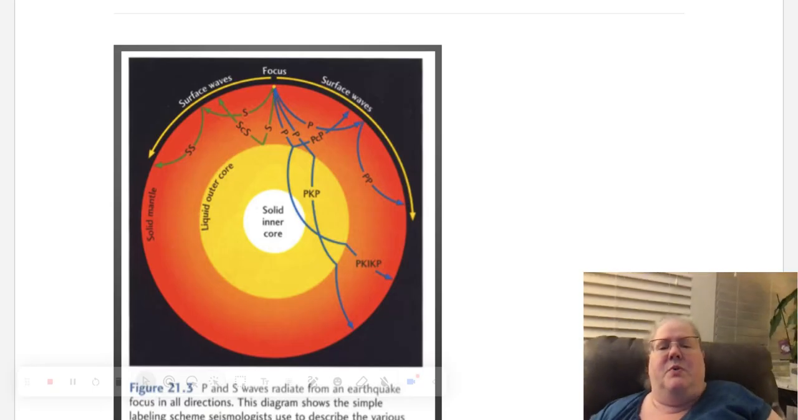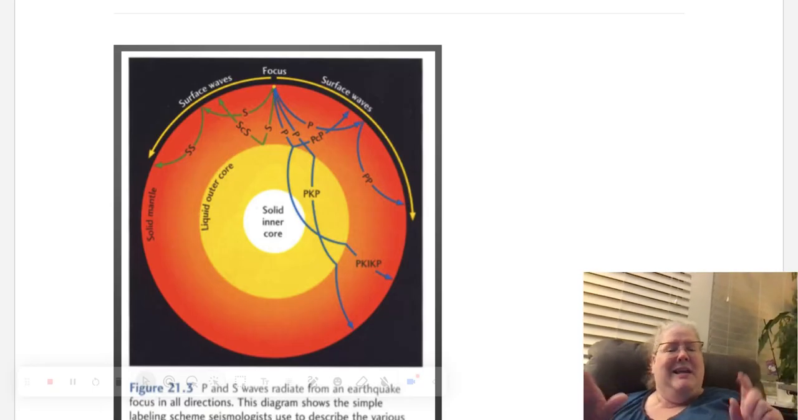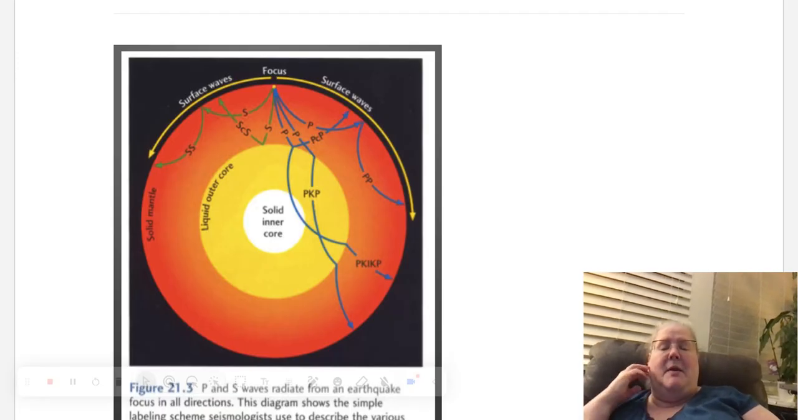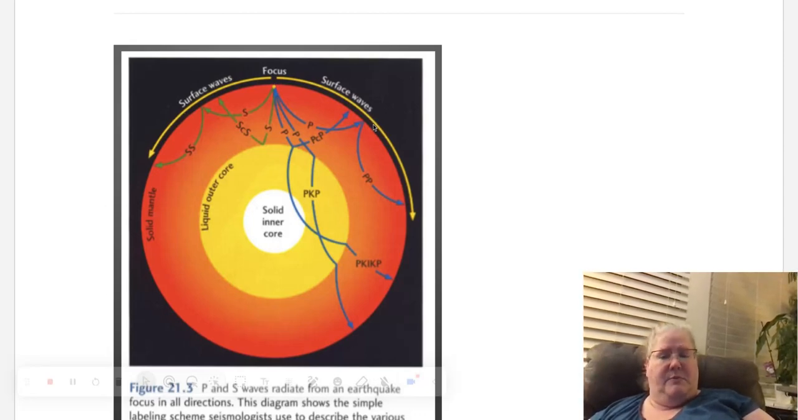The focus is where the earthquake occurs. The epicenter is the point directly above it on the surface. It's a little precursor to what we're going to learn coming up here. And when that earthquake occurs, surface waves go out in all directions from the epicenter, the point above the focus. And down here at the focus, it also radiates out in all directions with its S and P waves.